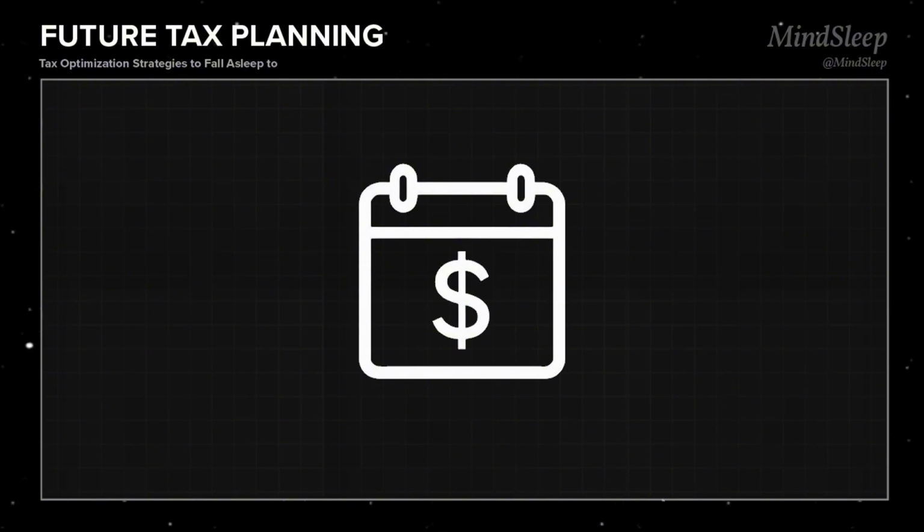Consider the potential for new tax incentives aimed at promoting sustainable development or addressing social inequalities. A future-oriented tax strategy might involve aligning business practices or investment portfolios with these goals, not just for tax benefits, but as part of a broader strategy for long-term success and sustainability.